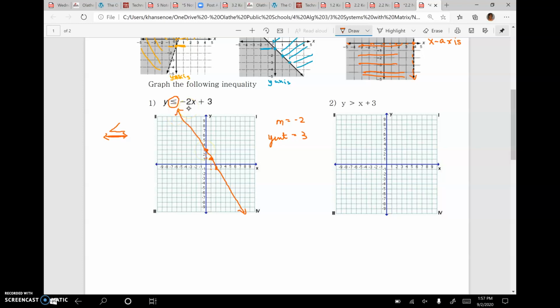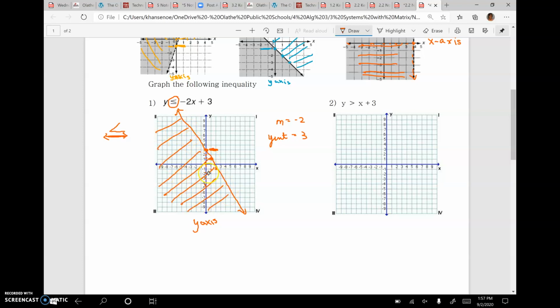All right, now it says that y is less than. So here's my y right here. Where is less than on the y-axis? This is your y-axis. Where are the y's that are less than 3? Down here: 2, 1, 0, -1. So on this side. So that means I would shade this way.